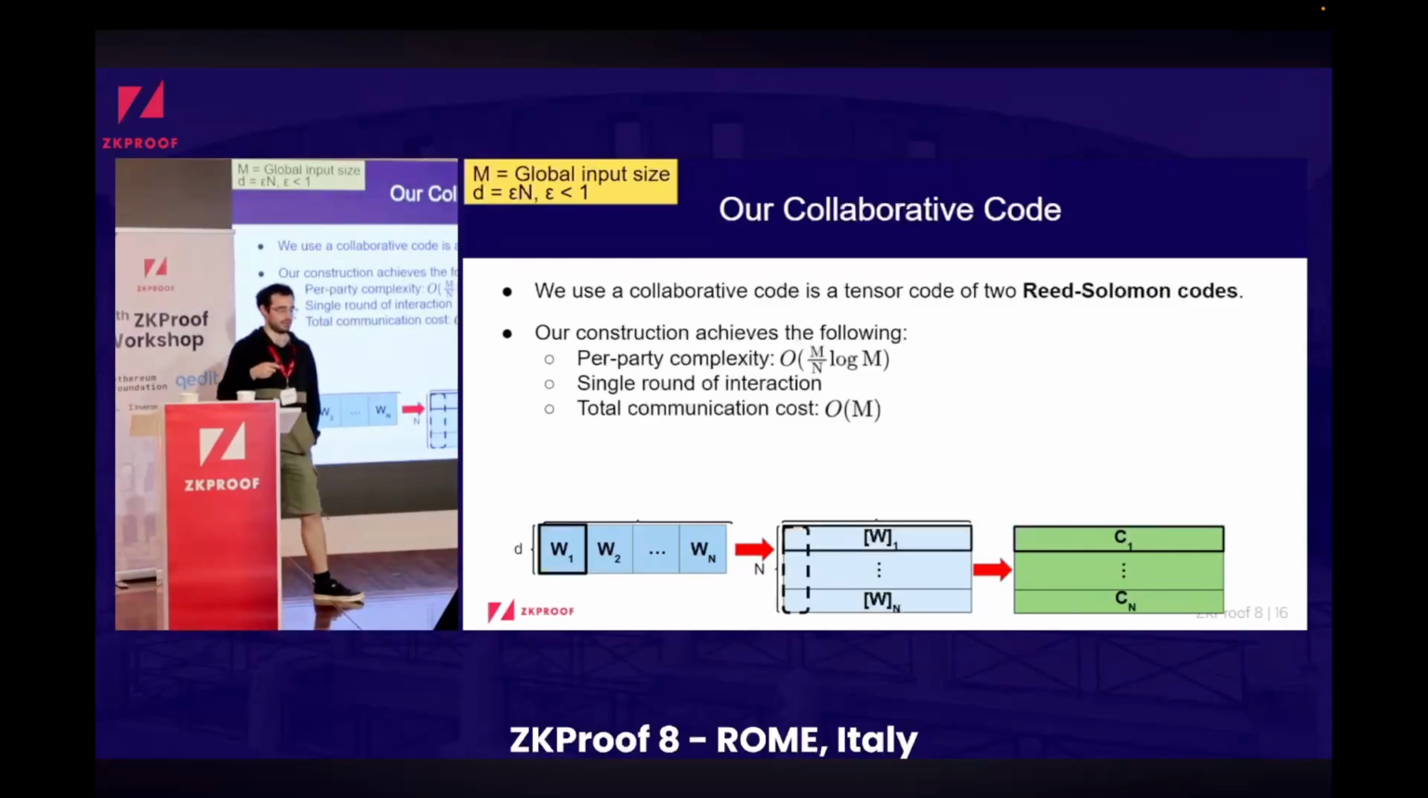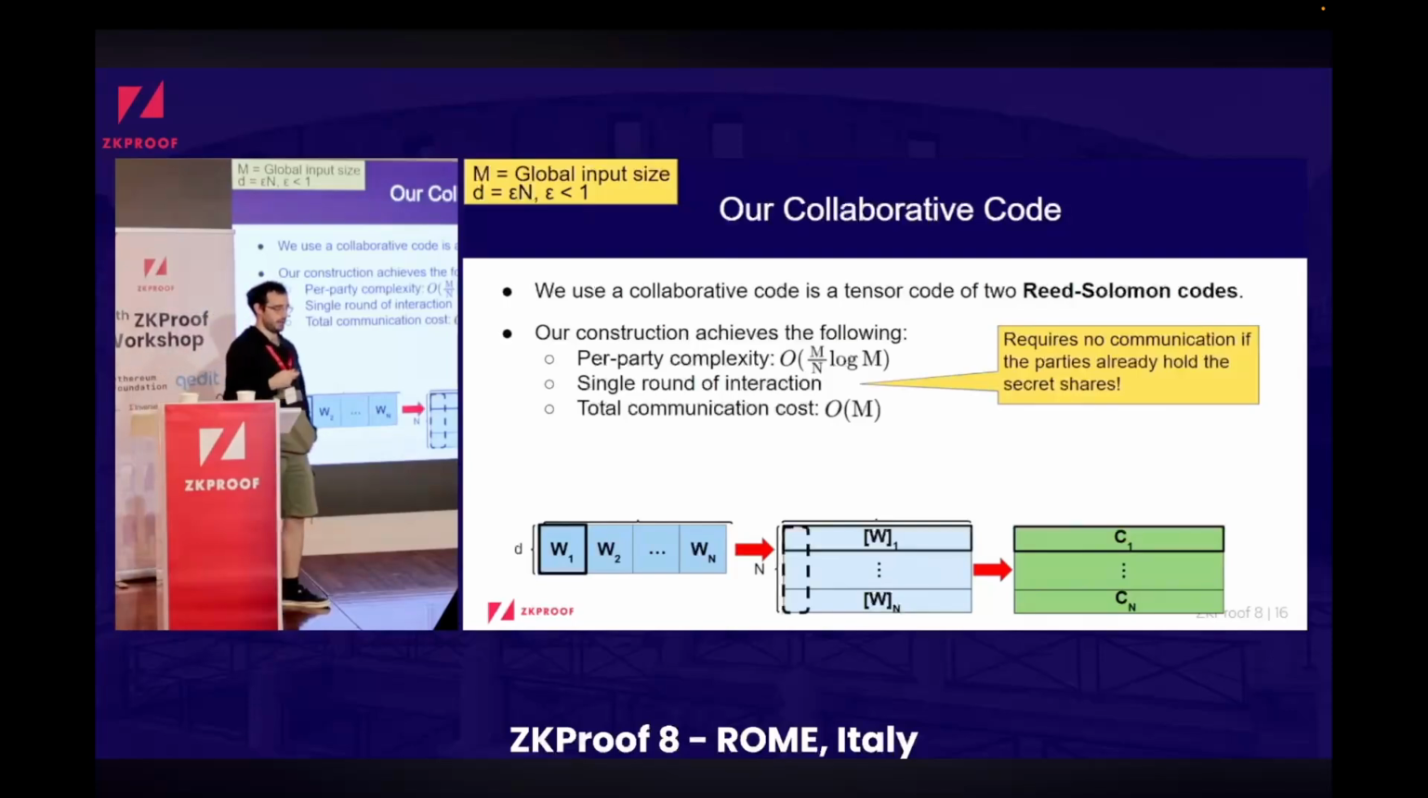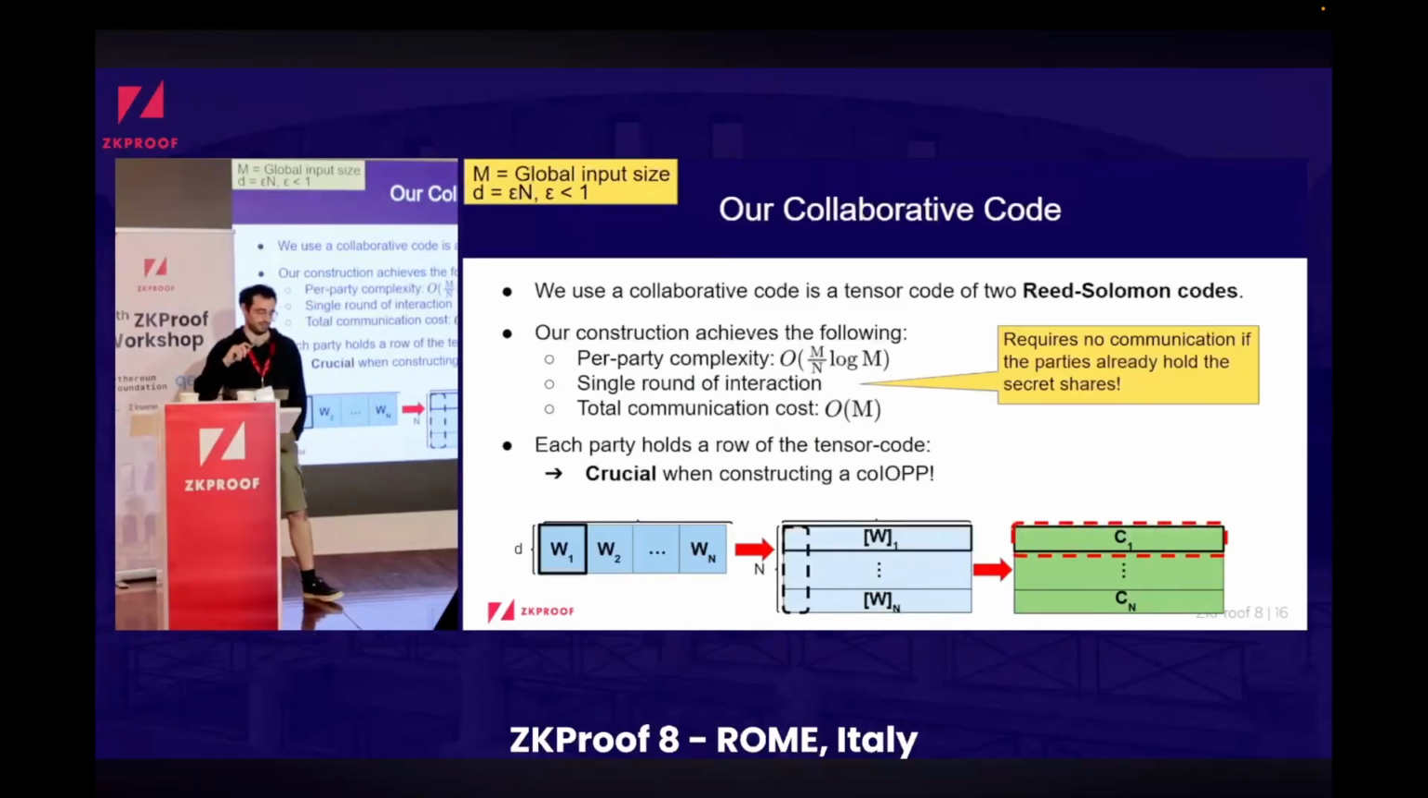And this way, the per-party complexity is m log m divided by n, where m is the global input size. Communication-wise, it achieves a single round of interaction with a total communication cost of O(m). In fact, this communication overhead is only to secret share the inputs, and in many applications the parties would already have the packed secret shares, so this cost should be omitted. And finally, and most importantly, now each party holds a row of the tensor code and not the secret shares. Looking ahead, this is important because we want to construct efficient co-IOPs.